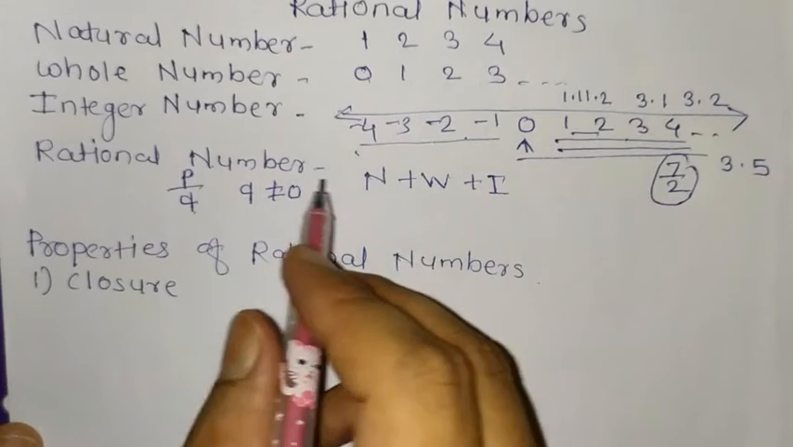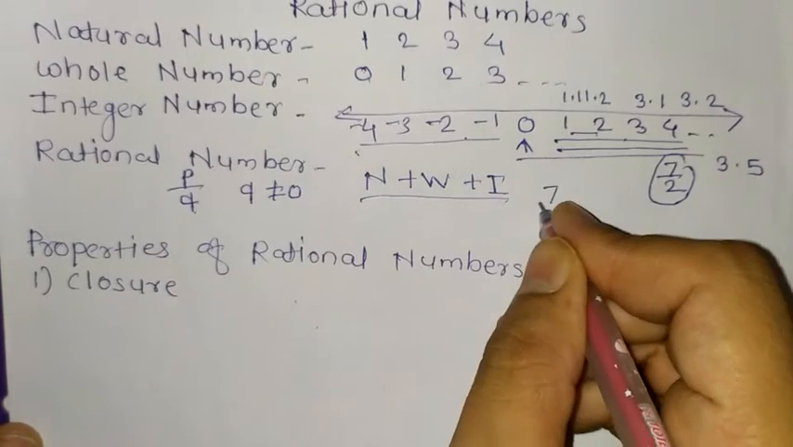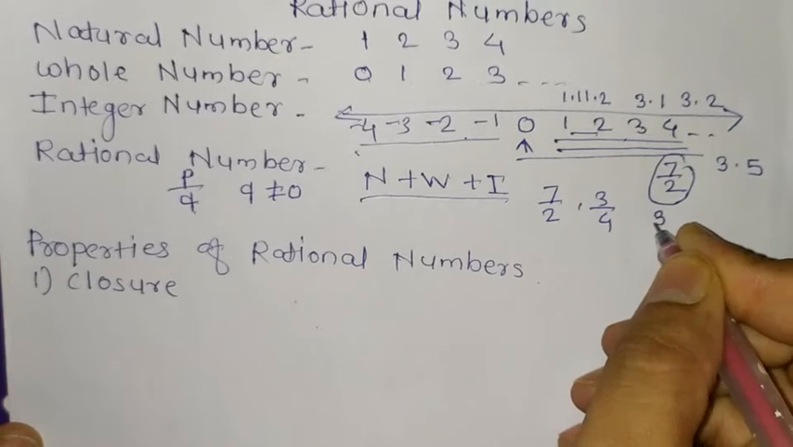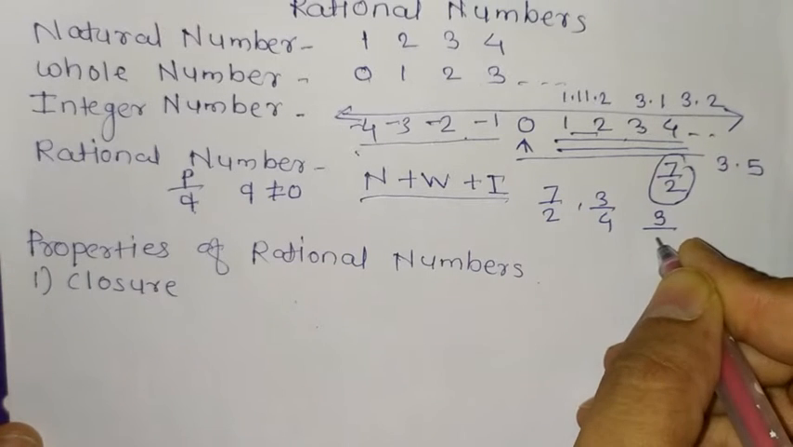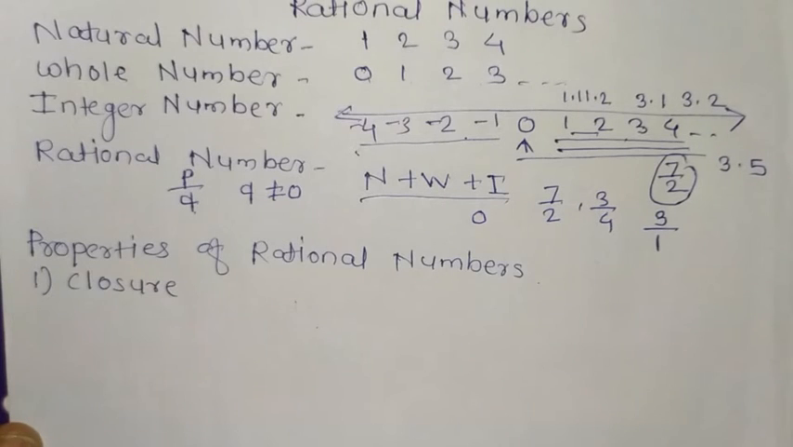So the rational number formula is nothing but this one, and the examples are 7 by 2, 3 by 4. Even 3 is also a rational number, because if there is no number in the denominator, it is 1. 0 is also a rational number. So here your concept got clear.